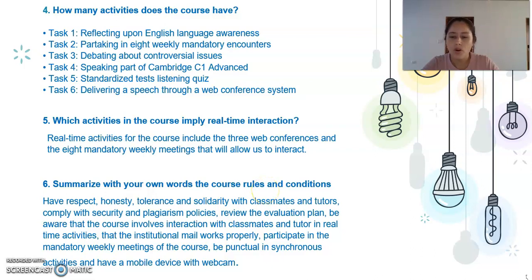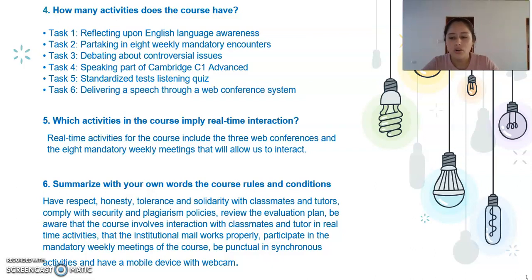6. Summarize with your own words the course rules and conditions. Have respect, honesty, tolerance, and solidarity with classmates and teachers. Comply with security and employees' policies. Review the evaluation plan. Be aware that the course involves interaction with classmates and tutors in real-time activities, so that the institutional mail may work properly.